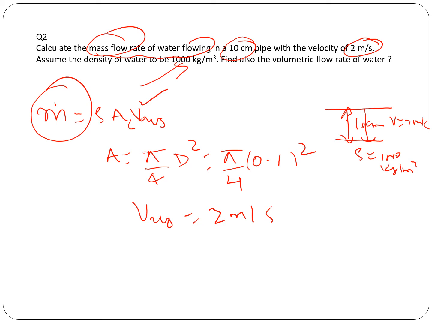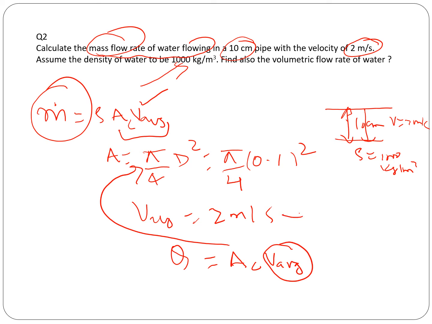the mass flow rate. For the volumetric flow rate, it's just simply this one. So volumetric flow rate is the cross-section area multiplied by the average velocity. So cross-section area is pi by 4 d square, and then for average velocity, 2 meter per second is given. So you can substitute, and your answer should be in meter cube per second. So how much volume per unit time would give you the volumetric flow rate of water.